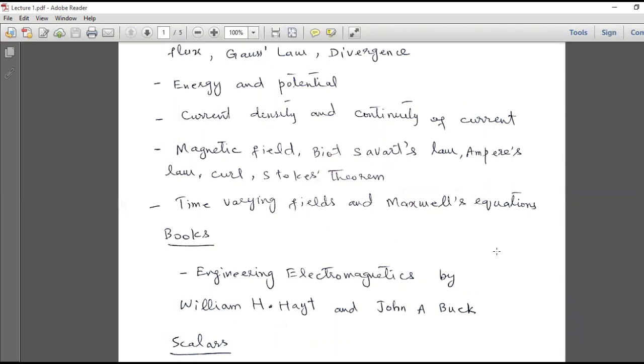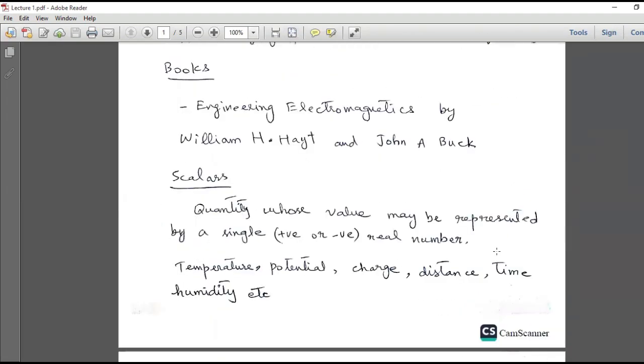So in the start of this course, I will discuss the basic definitions of scalars and vectors and some laws which are associated with vector quantities. So scalars are the quantities whose value may be represented by a single real number, either positive or negative. And the examples of scalar quantities are temperature, potential, charge, distance, time, humidity.